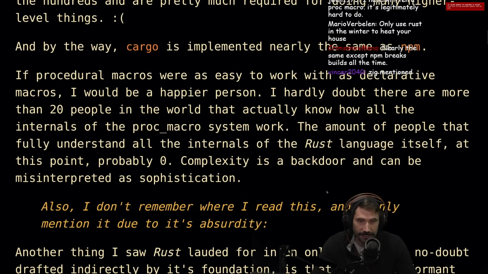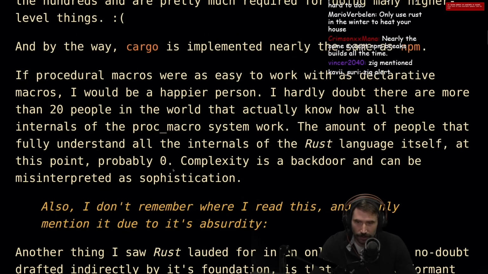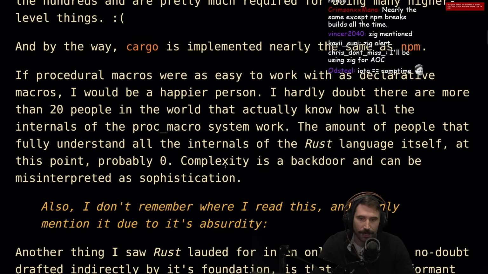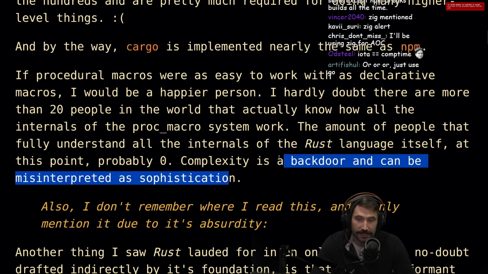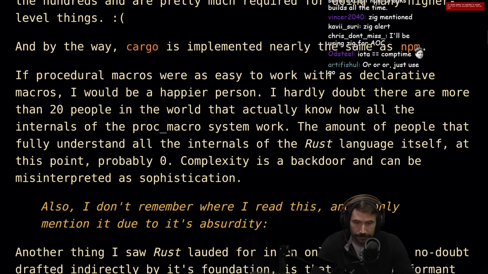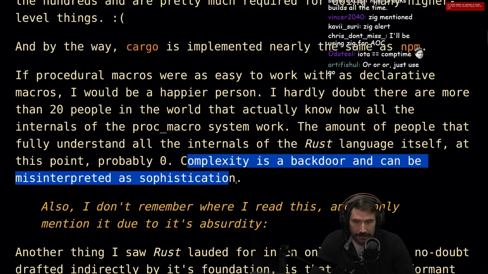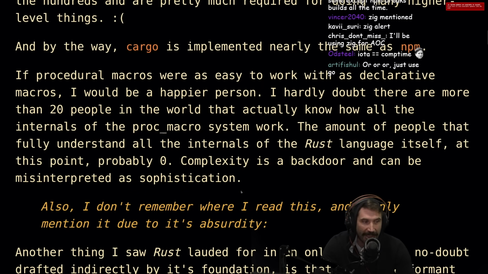Zig mentioned, let's go. The amount of people that fully understand all the internals of the Rust language itself at this point is probably zero. Complexity is a backdoor and can be misinterpreted as sophistication. I do like the statement that Rust has grown in complexity, and I think it is a very difficult language to know everything about.